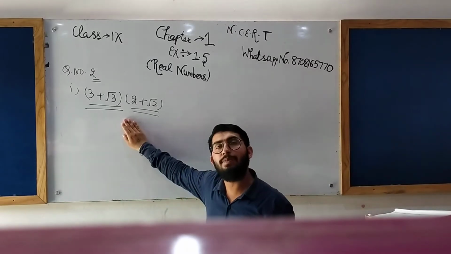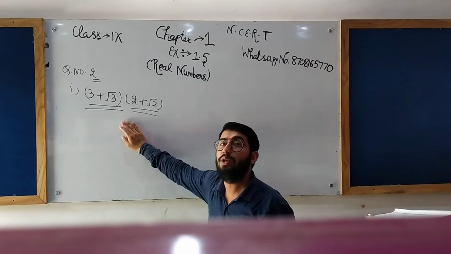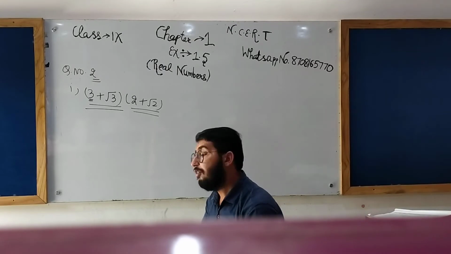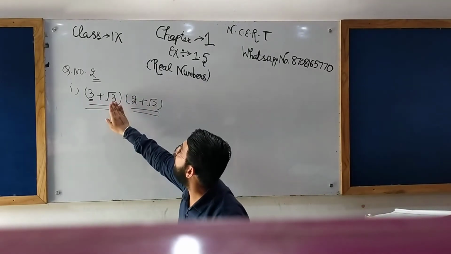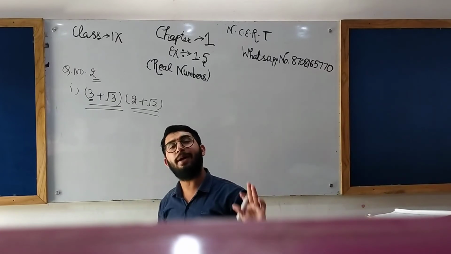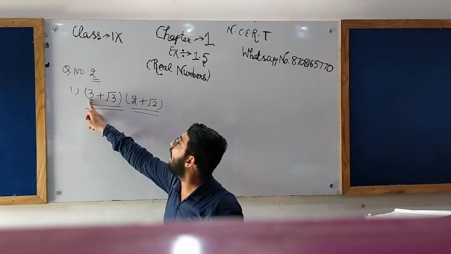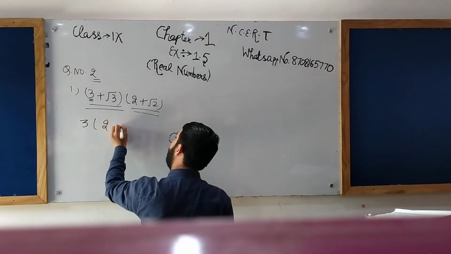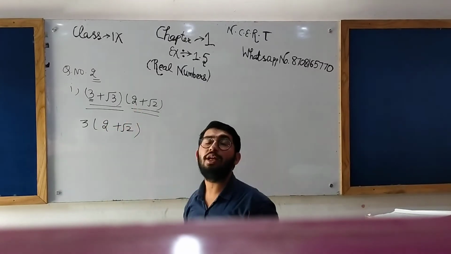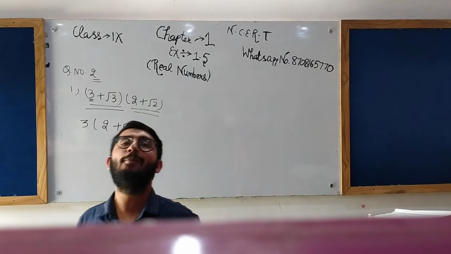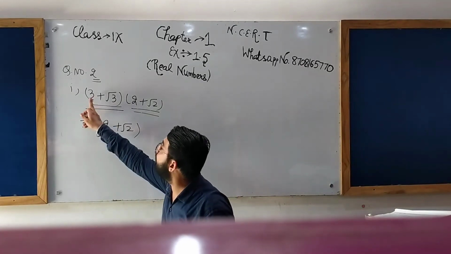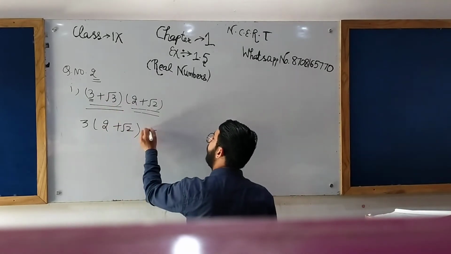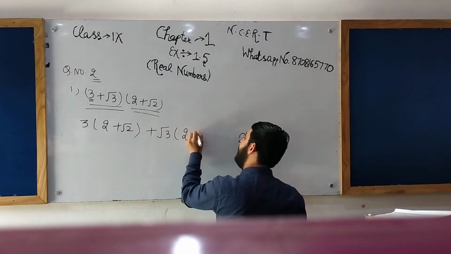We will do partial multiplication first, not complete multiplication. First we multiply 3 by 2 plus root 2, then root 3 by 2 plus root 2. The meaning of braces is that the things are in multiplication. I multiplied 3 by 2 plus root 2. What is left? Plus root 3 into 2 plus root 2.